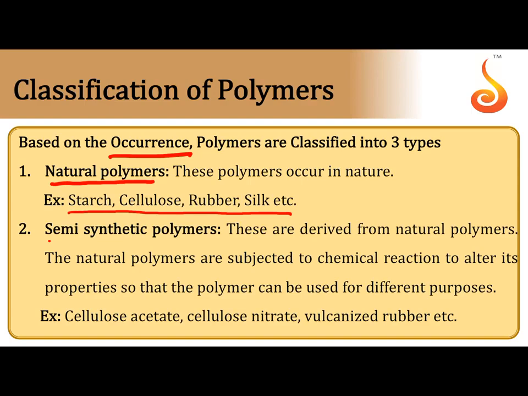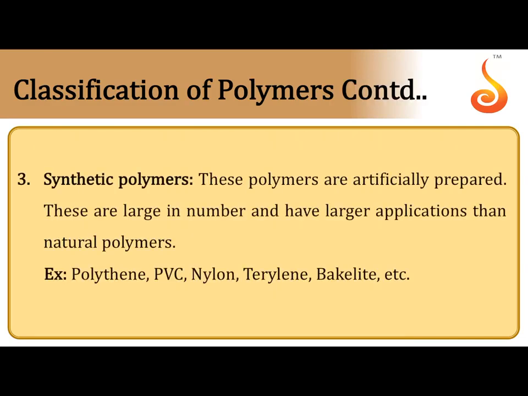Semi-synthetic, synthetic, natural. Synthetic means artificially man-made polymers like nylon 66. Natural polymers occur naturally, like starch. Semi-synthetic: by taking the natural polymer and adding certain reagents, we can prepare another type of polymer, that is called semi-synthetic, like vulcanized rubber. The natural rubber, when it is heated with sulfur, gives vulcanized rubber. So vulcanized rubber is semi-synthetic. Similarly, cellulose acetate from cellulose. You have to remember the examples.